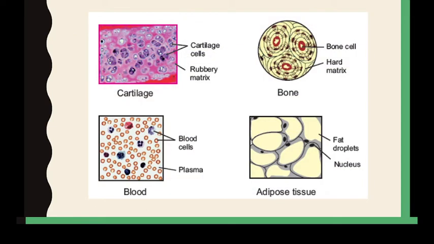You can see here in the diagram that in the first diagram, in cartilage, the cartilage cells are embedded in rubbery matrix, and in case of bone, cells are present within hard matrix, and blood cells are present within the plasma, and in adipose tissues you can see here the fluid droplets with a nucleus.